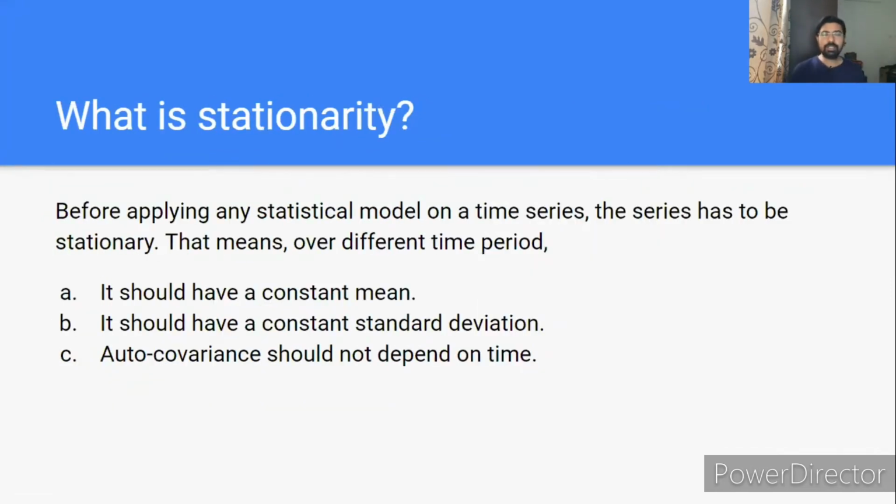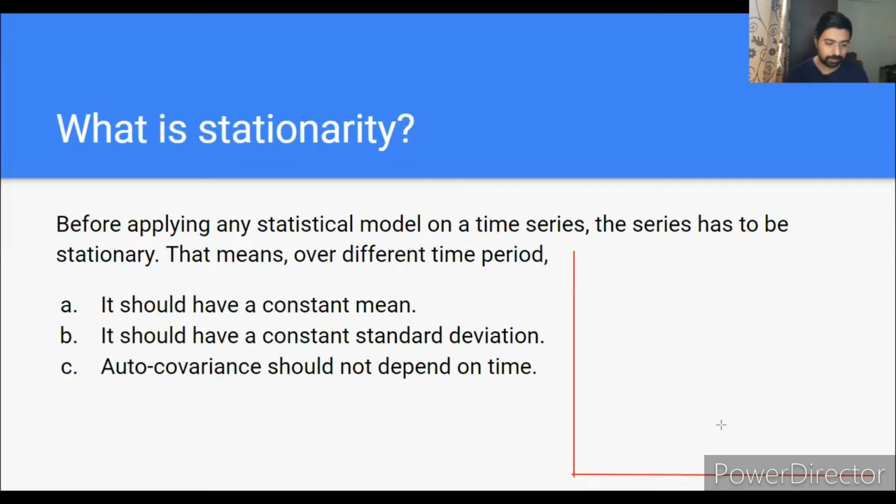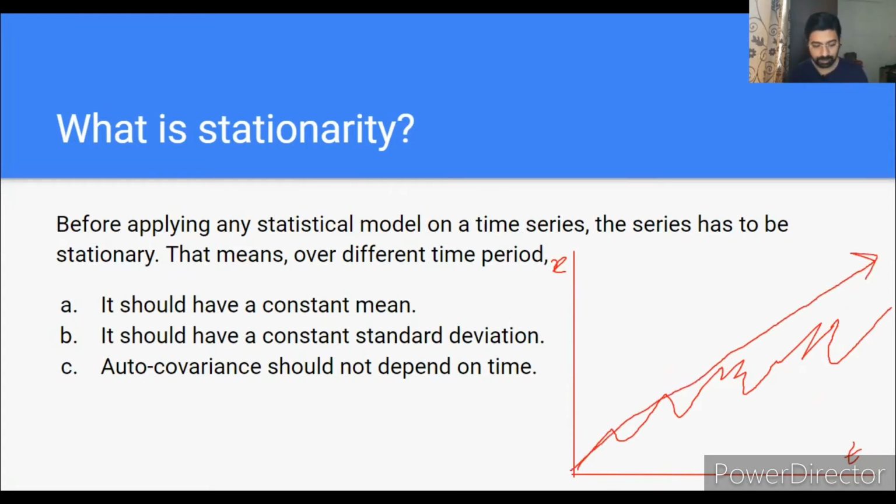Now, what is stationarity? Again, I need to draw this plot. So this is your T and this is your variable. If the seasonal, trend, and random components are so high, then the variance, like this mean, should go between them. But bear with me.